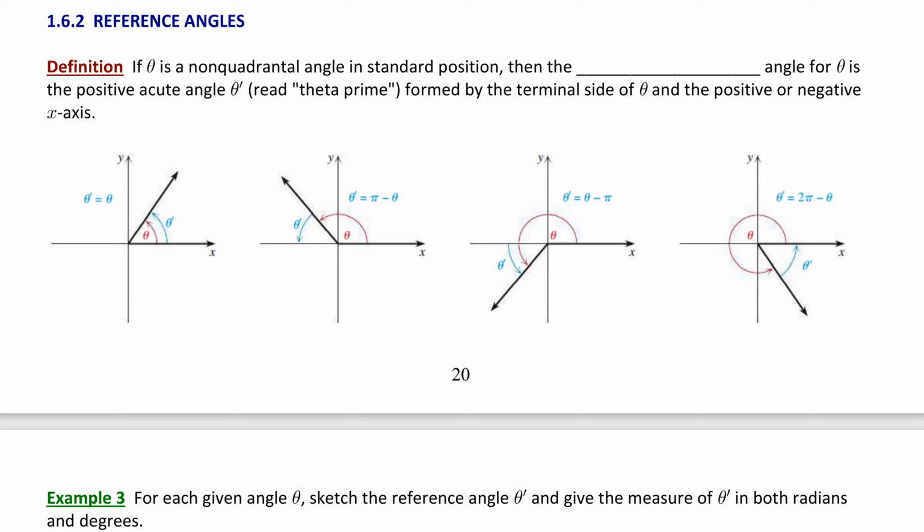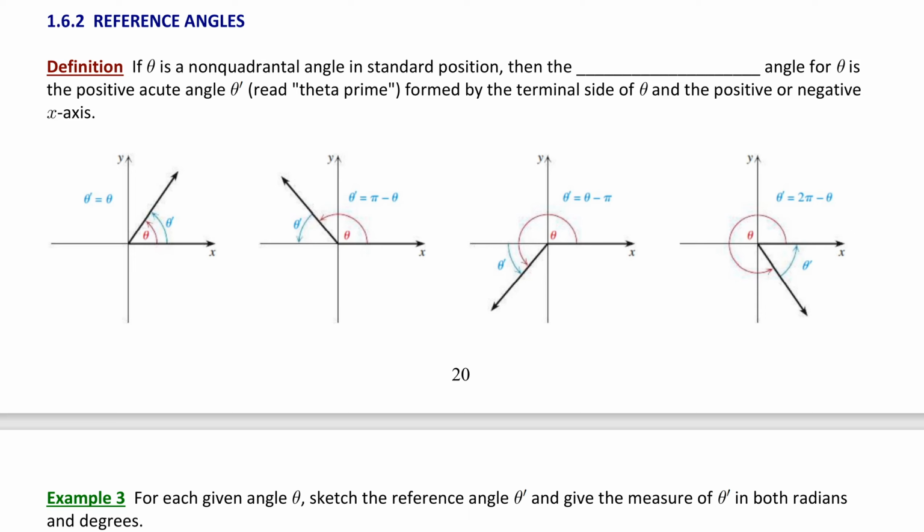The last topic that we'll cover for Chapter 1 is the ever so simple yet ever so useful concept of reference angles. Here's the definition of a reference angle. If theta is a non-quadrantal angle, that means theta is not going to land on an axis. It's not going to be a multiple of 90 degrees or a multiple of pi over 2 radians.